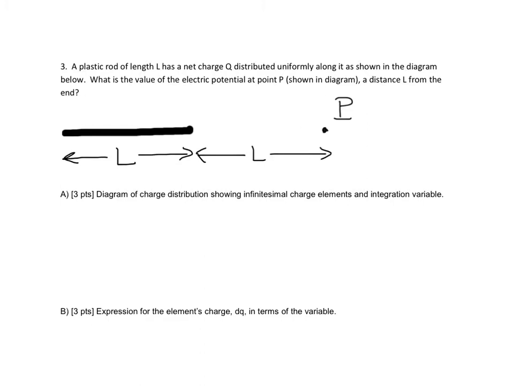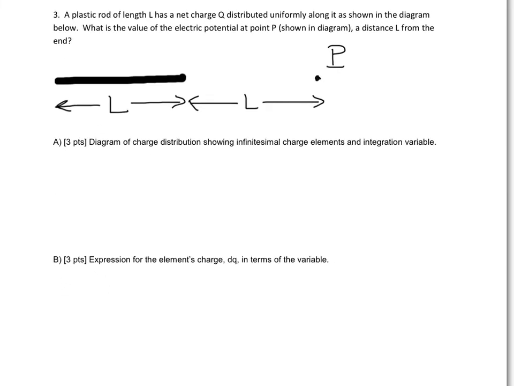A plastic rod of length L has a net charge Q distributed uniformly along it as shown in the diagram. What is the value of the electric potential at a point P, a distance L from the end? Okay. First step is a diagram of the charge distribution showing infinitesimal charge elements and integration variable.